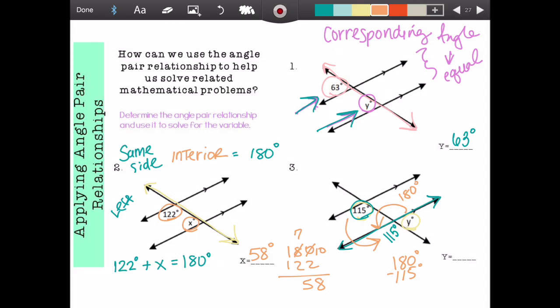So I'm going to subtract this here. 10. Again, be careful to borrow correctly if you're not using a calculator. 10 minus 5 is 5, and 7 minus 1 is 6. So this one should have been 65 degrees. But I actually had to apply my knowledge of angle pair relationships 2 times here to figure out our y variable. All right, so let's look at our next one.